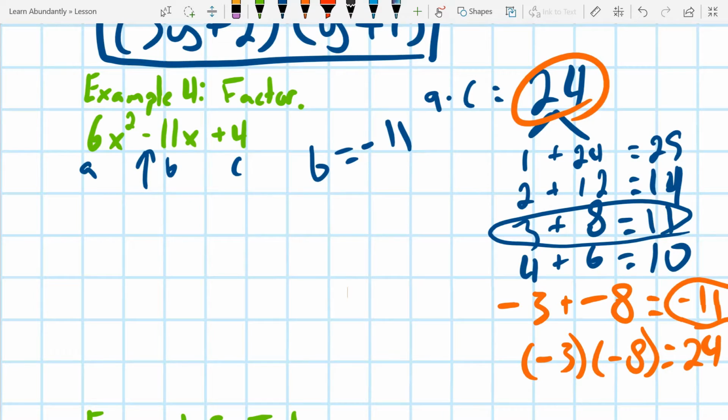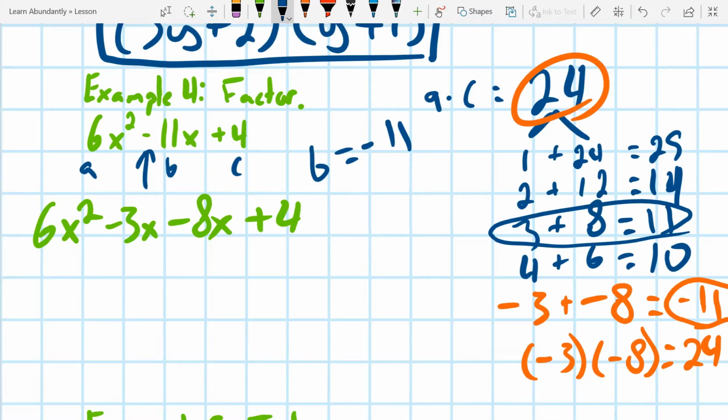So when we have a positive number that's the product, and a negative number that's the sum, then what we can do is use both negatives. So I'm going to go ahead and split this. This was 6x squared, didn't change that, and the plus 4, I'm not going to change that. But in the middle, I've got negative 3 and negative 8. So minus 3x and minus 8x.